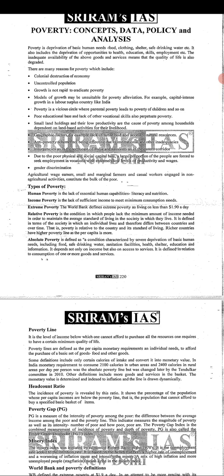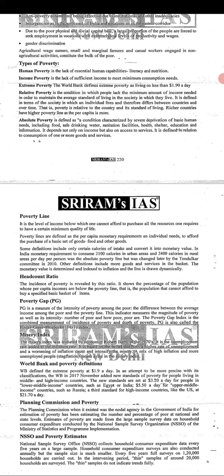Basically, there are two types of poverty if you consider. One is relative poverty, a condition in which we lack the minimum amount of income, so that we are not able to afford our basic needs like food, water, shelter, homes, clothes, etc. And absolute poverty is a condition of severe deprivation of basic needs.